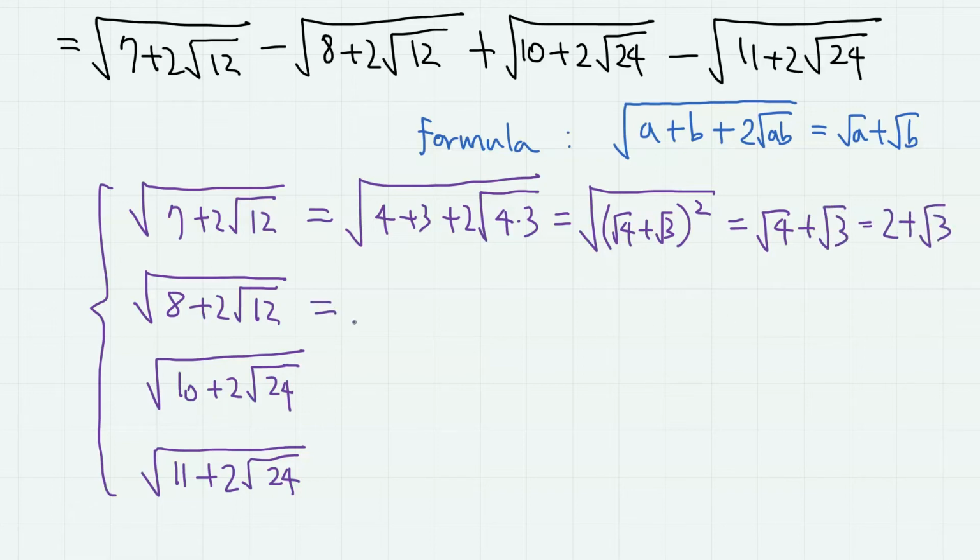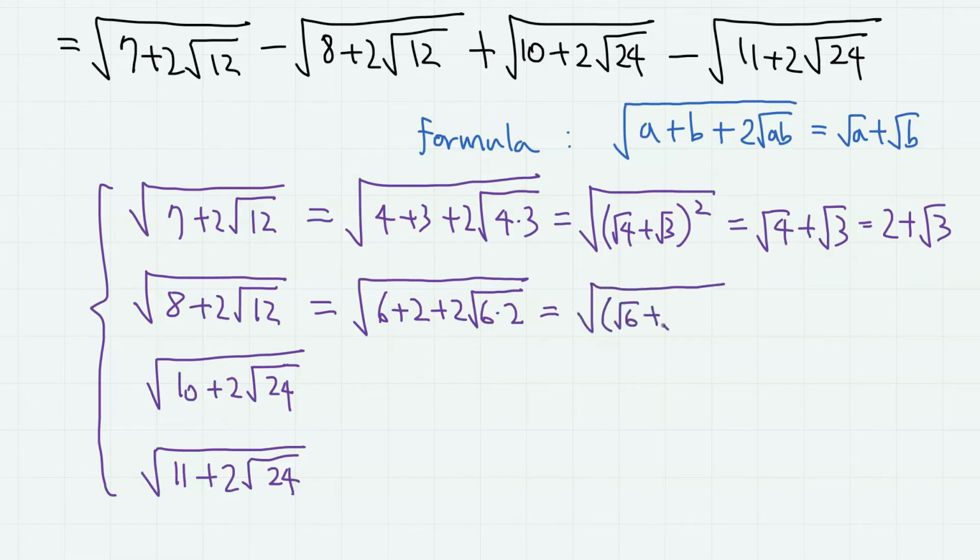And for the second term, this time, note that 8 is 6 plus 2 and 12 is 6 times 2. So now we have square root of 6 plus square root of 2, squared. So we have square root of 6 plus square root of 2.